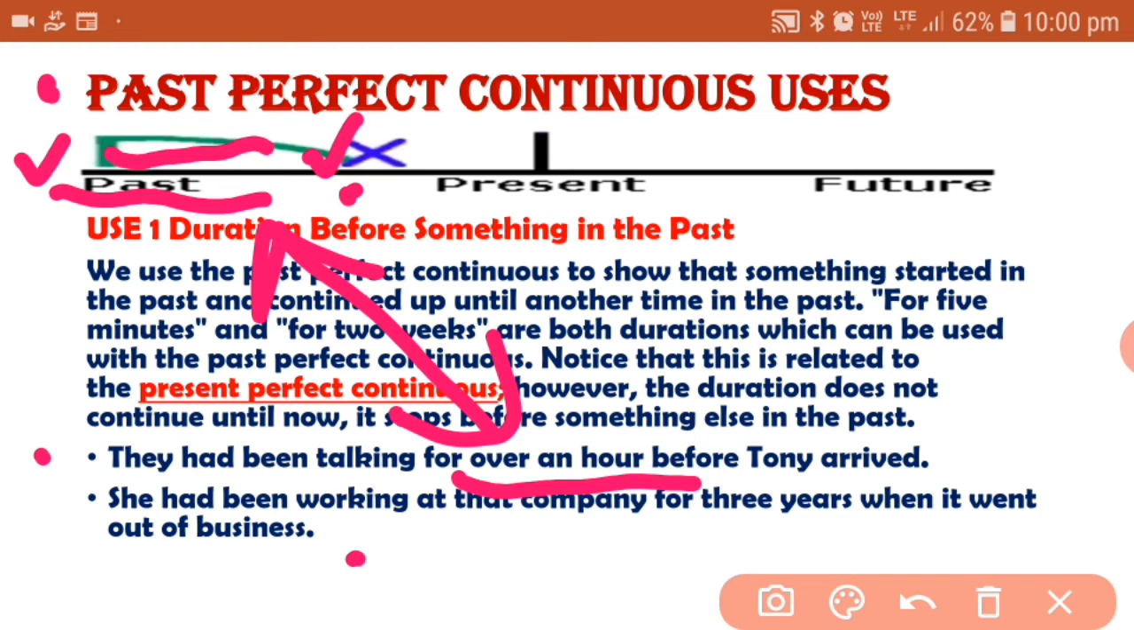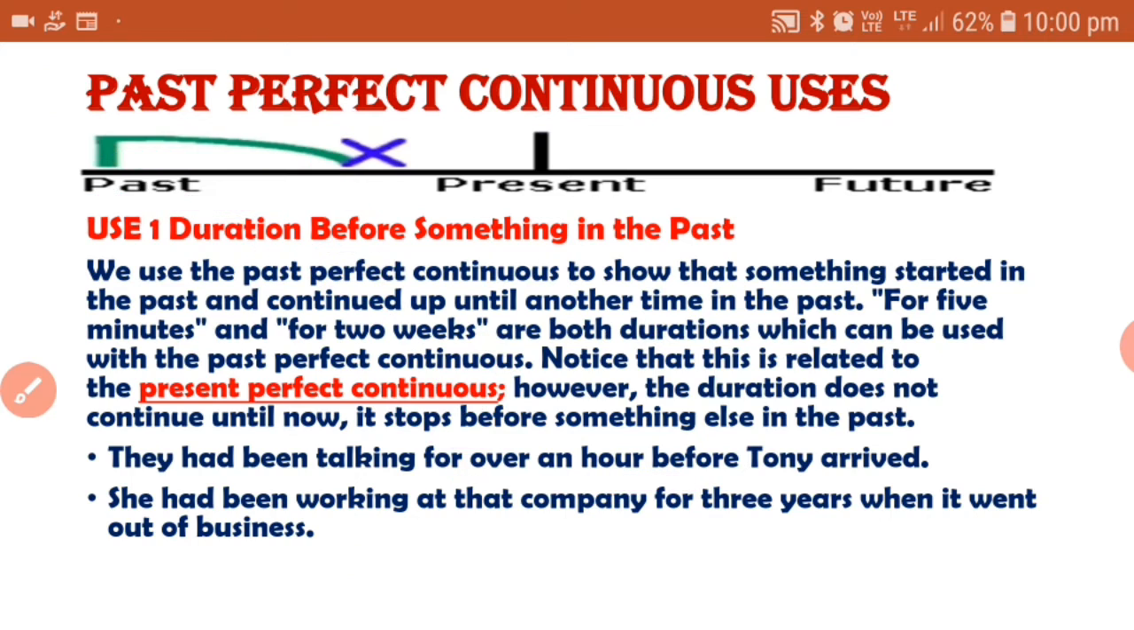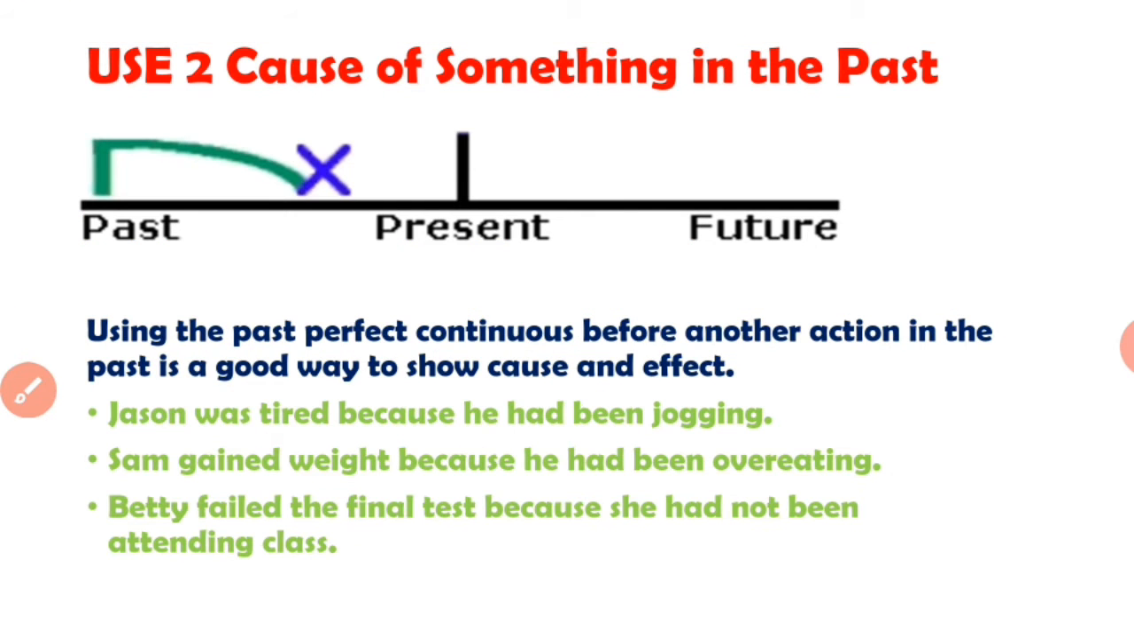She had been working at that company for 3 years. Here is the duration of 3 years. Use 2.